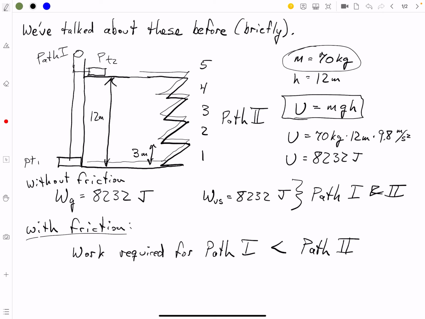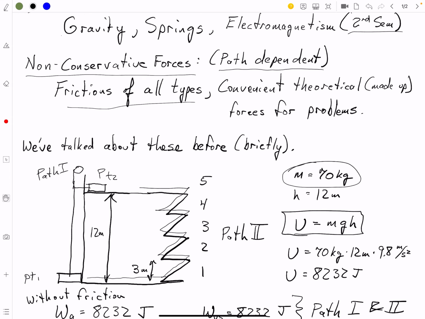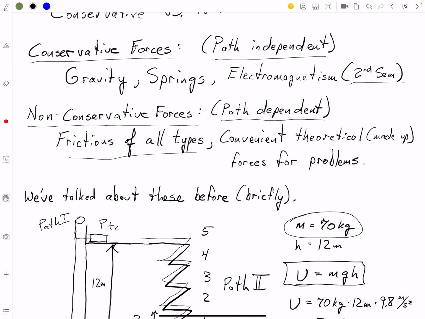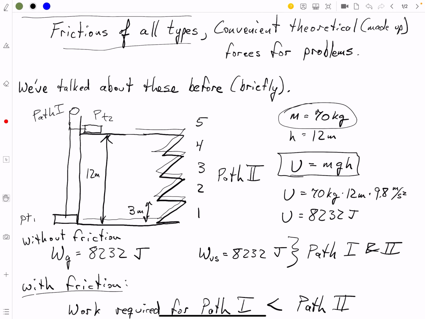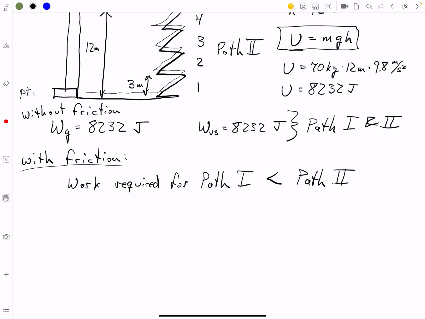So this is how you can tell that something is conservative or not conservative, right? It doesn't matter which path we take for gravity, it happens, okay? Gravity is going to be path independent. But for friction, it is path dependent, and you'd rather go in through the window than out, down, up and down the stairs with that dang couch.